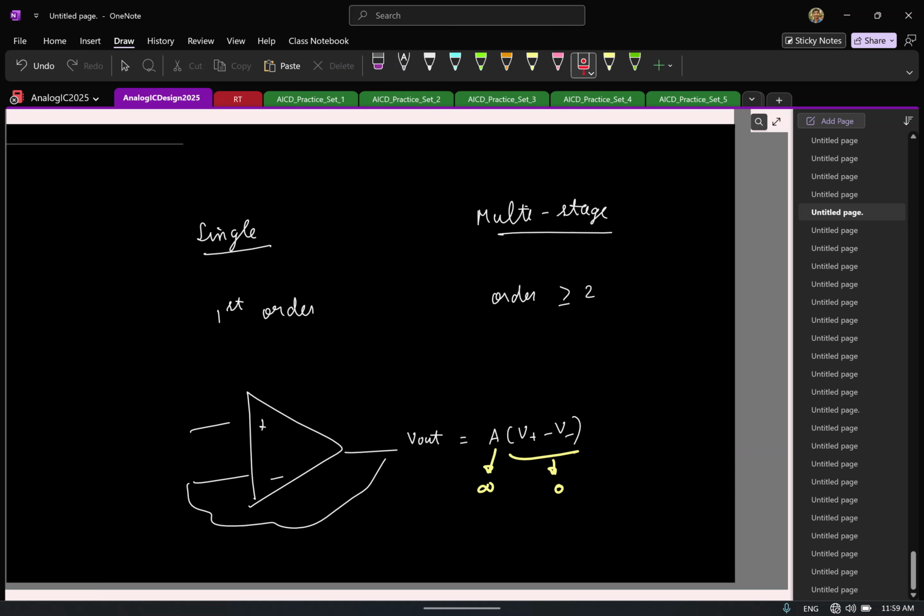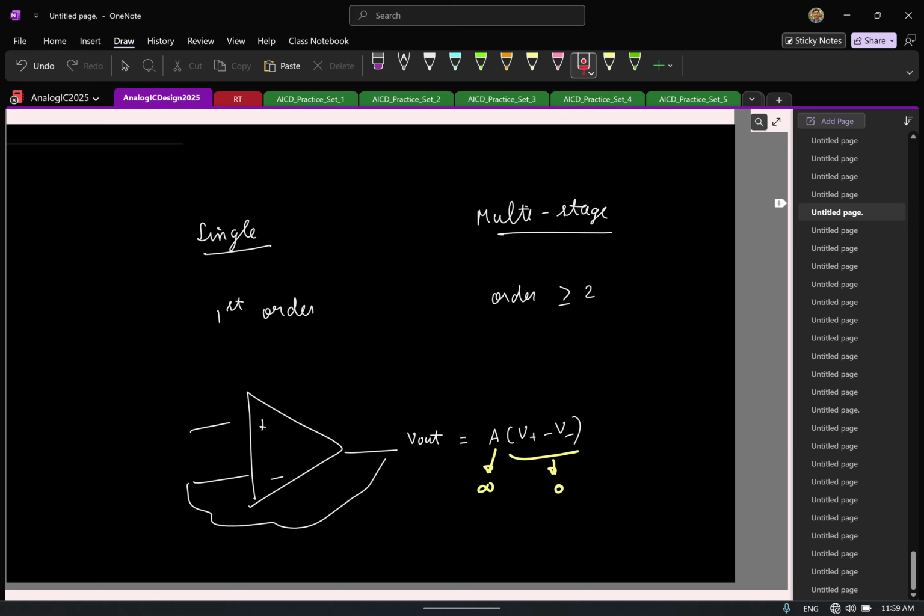And then we saw that with single stage, all the OTAs we have seen so far are single stage OTAs. And what is one limitation with a single stage OTA? It cannot drive a resistive load. So that made us move on to a multi-stage structure like this.